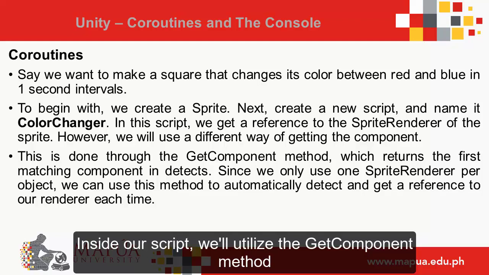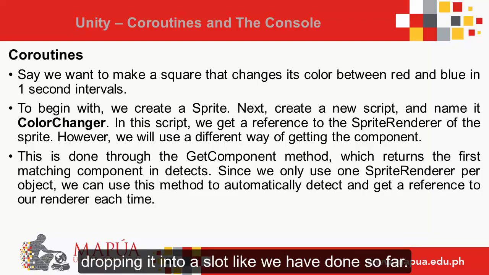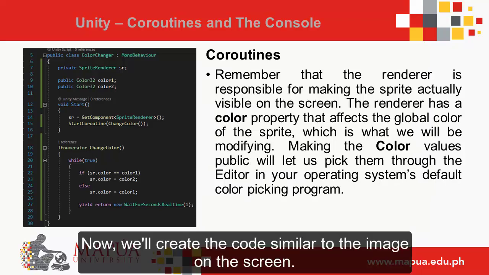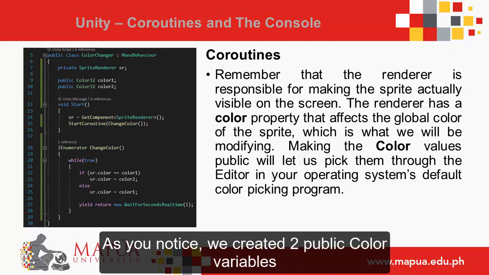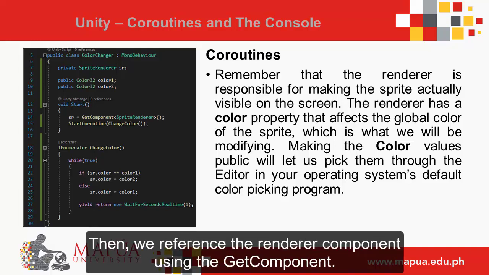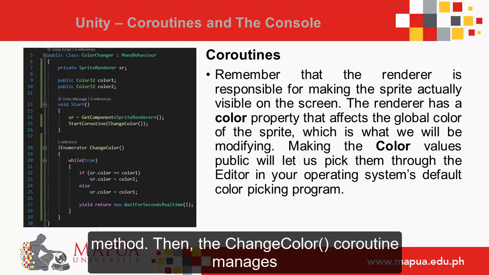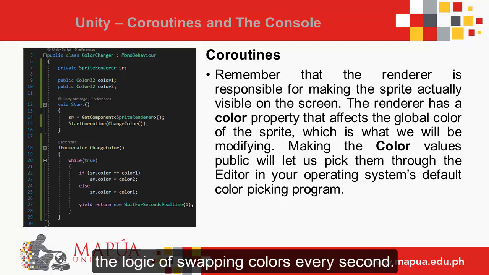Inside our script, we'll utilize the GetComponent method to reference our sprite renderer component instead of dragging and dropping it into a slot like we have done so far. Now, we'll create the code similar to the image on the screen. As you notice, we created two public color variables to select which colors we want the sprite to switch between. Then, we reference the renderer component using GetComponent. We only need to do this once, so we'll place it inside the Start method. Then, the ChangeColor coroutine manages the logic of swapping colors every second.